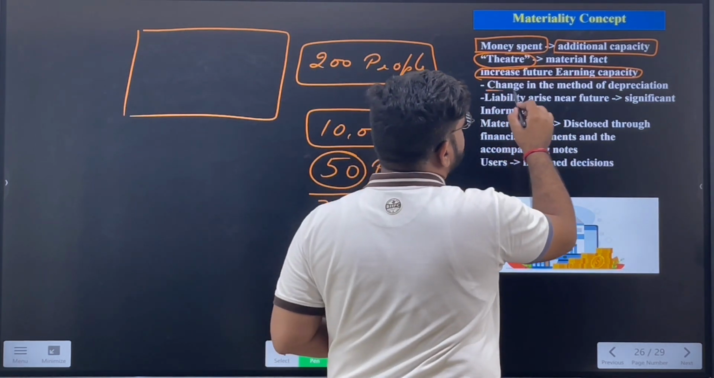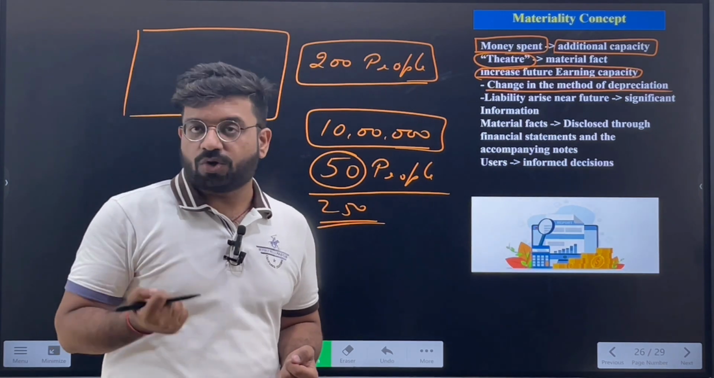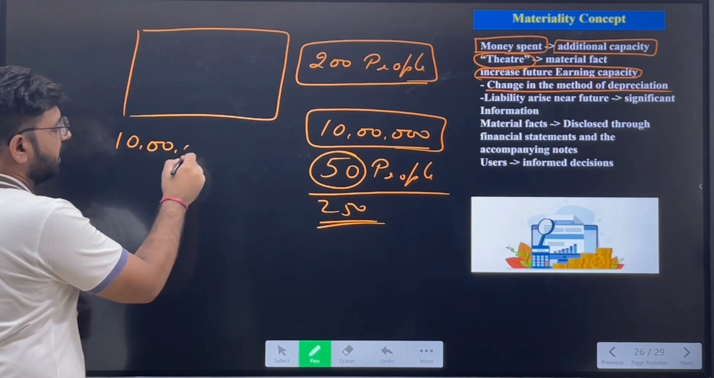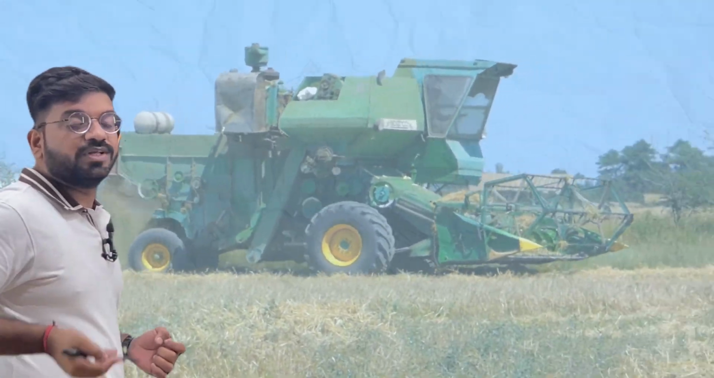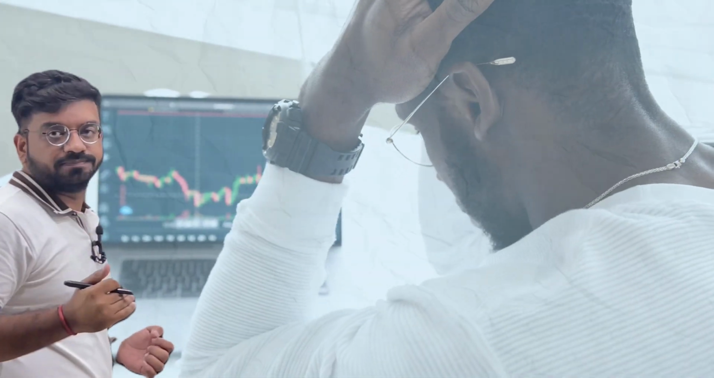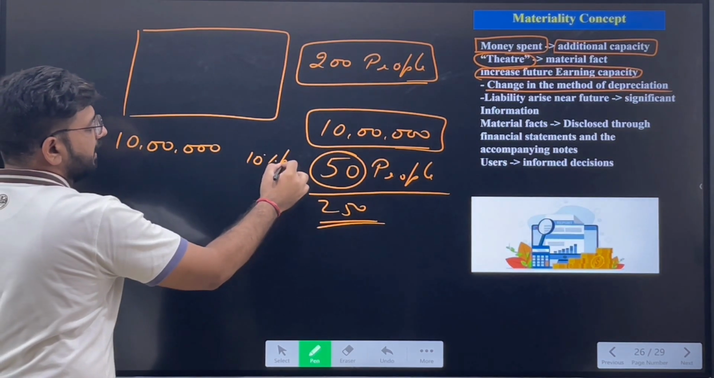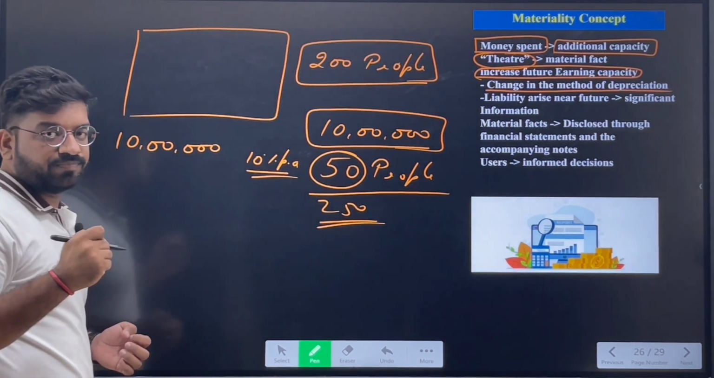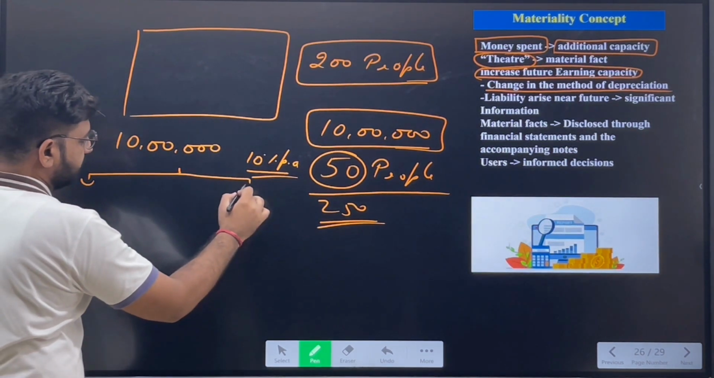Next example is change in the method of depreciation. Now, why is this material? Because machinery, suppose I purchased a machinery for rupees 10 lakhs. With the day-to-day usage, with the passage of time, the value of that machinery deteriorates. Now, if I am saying that I am following 10% per annum, that I will reduce the price of the machinery by 10% per year, there can be two possibilities. That is, first and the second.